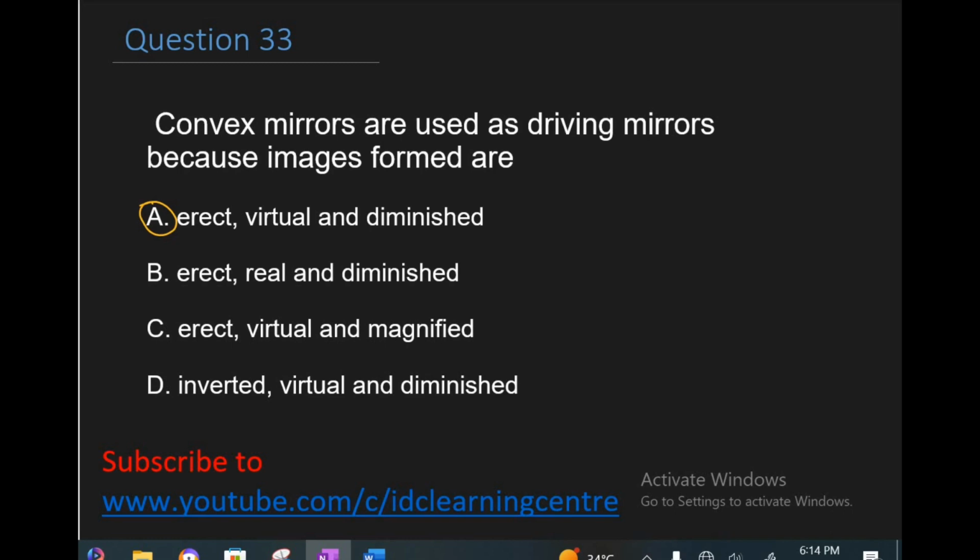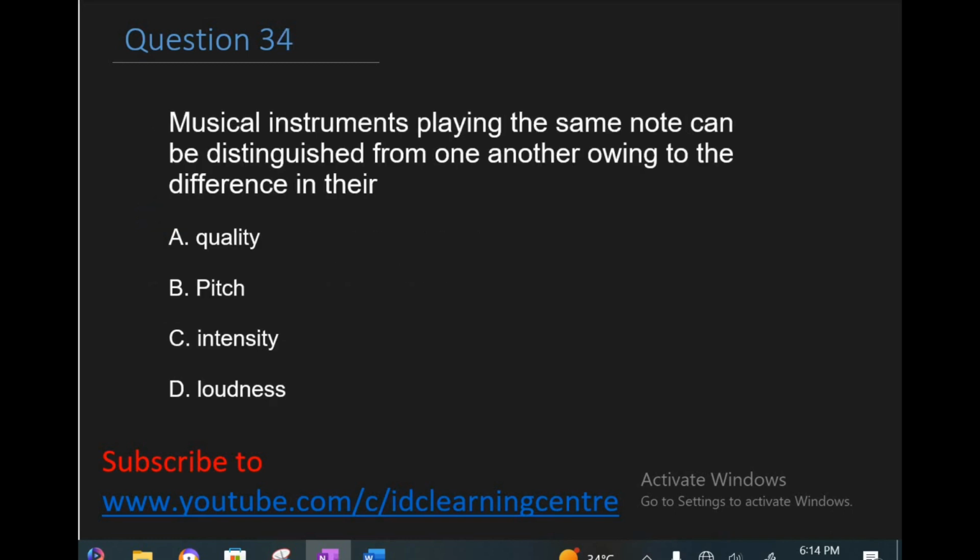The next question, 34. Musical instruments playing the same note can be distinguished from one another owing to the difference in their dash.